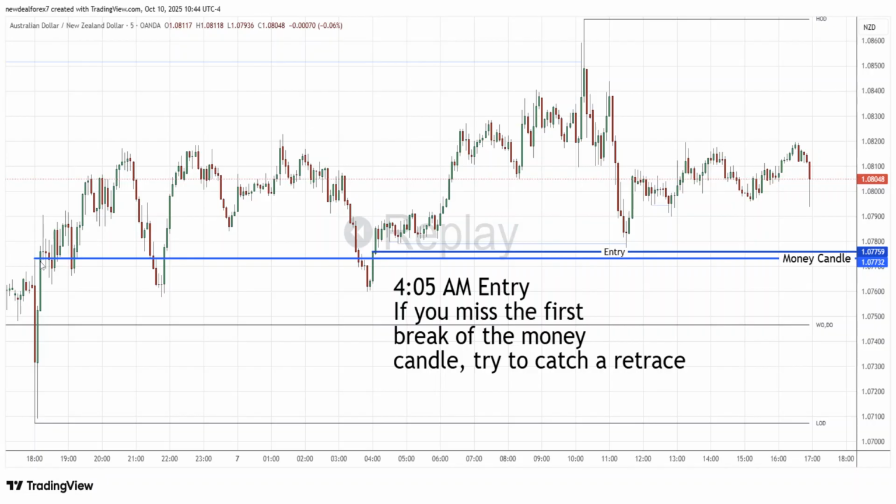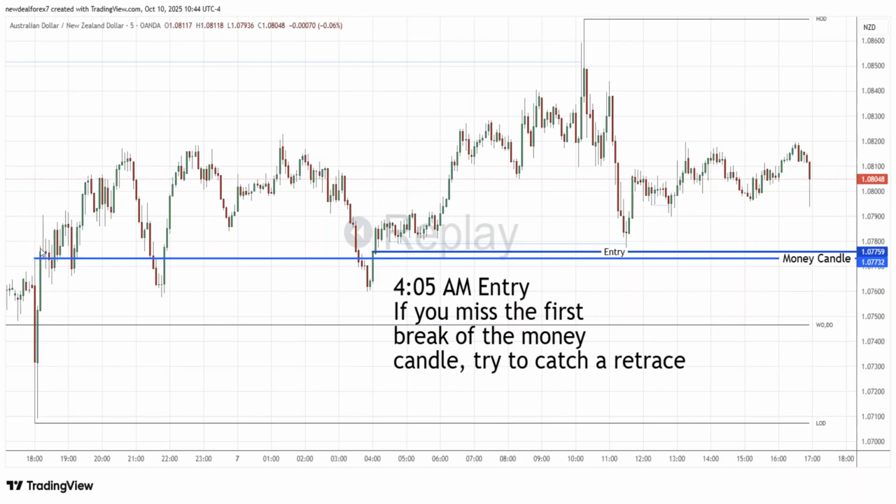The money candle happened at, it was during the not even Asia session. It was before Asia because this is a 5 minute chart. This is the start of the day right here, and price just whips all around. But this candle right here, the candle that creates the low of the day, is the money candle. So that break is very important.